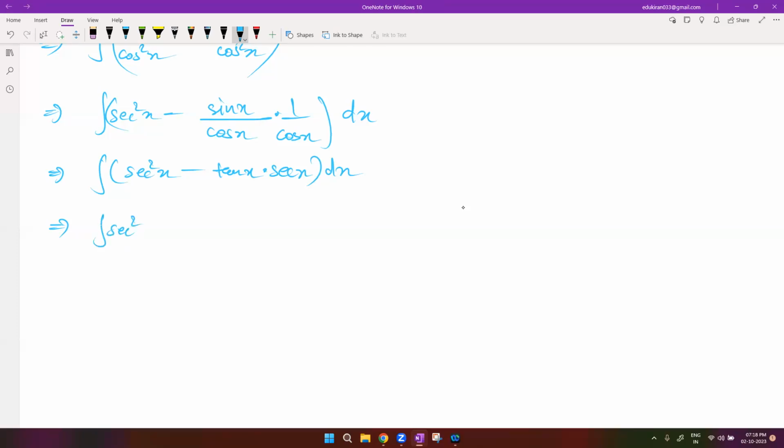Now we know the integration of sec square x dx also, and tan x into sec x also. So this must be what? Tan x minus sec x plus c.